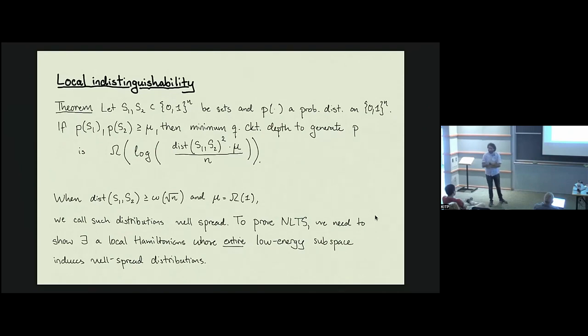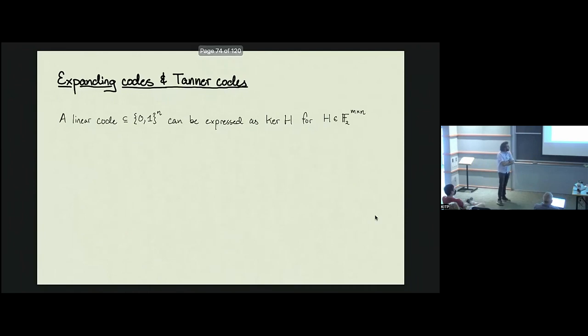Yeah. When you say well spread, does that require it from any pair S1, S2? No, just the existence of it. Yeah. Okay, so where do well spread distributions come from?